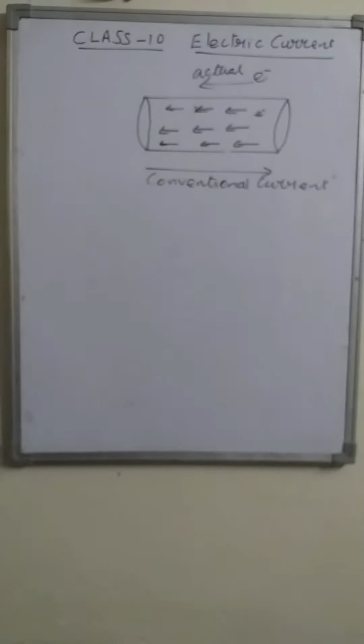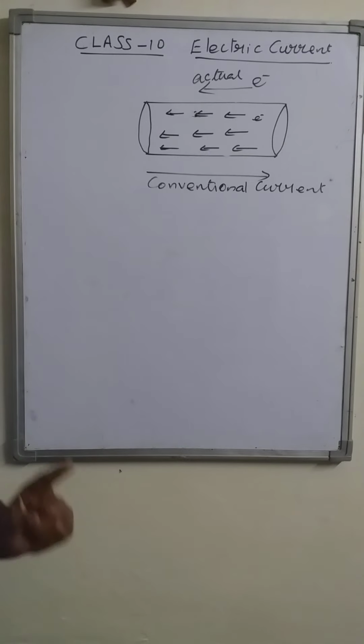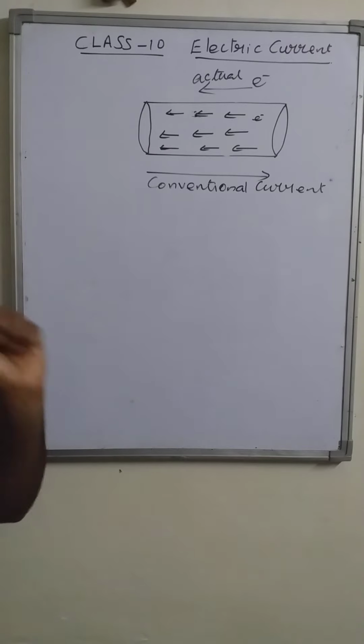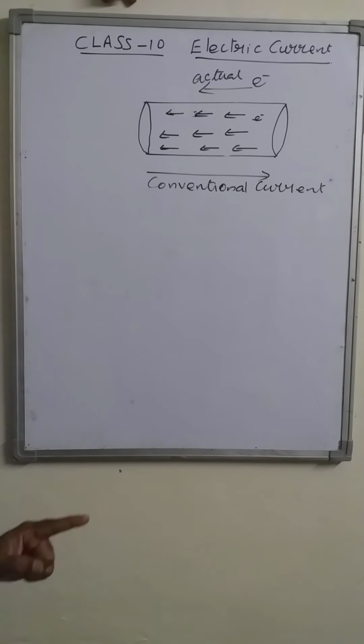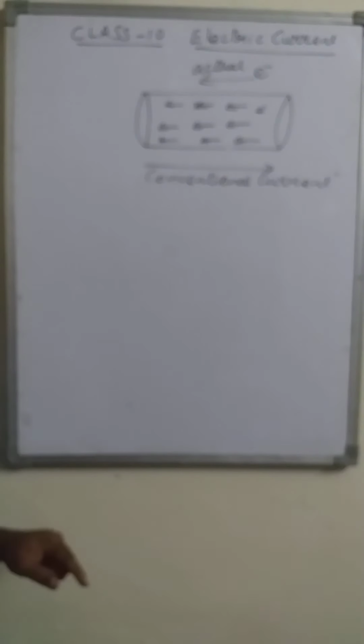So we have two directions. One is the direction of actual flow of electrons. The other one is conventional current. Conventional current is opposite to the direction of flow of electrons, right?